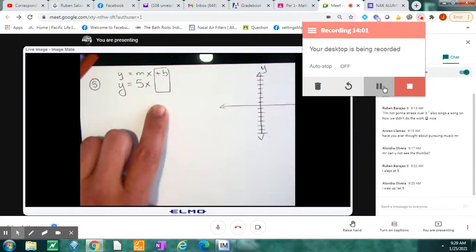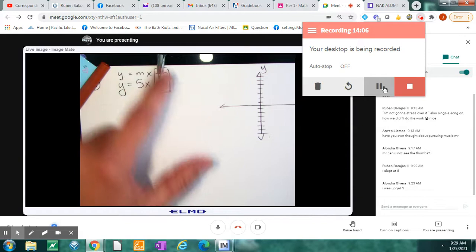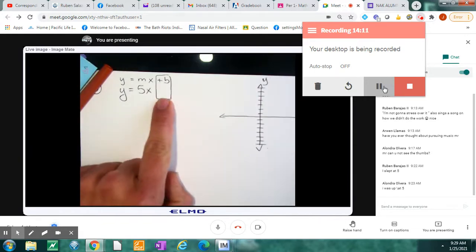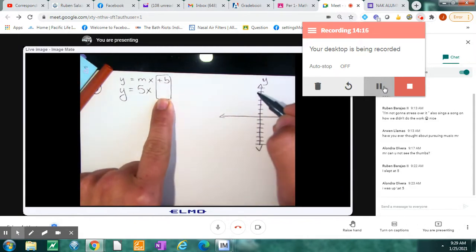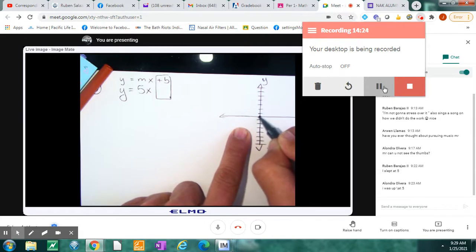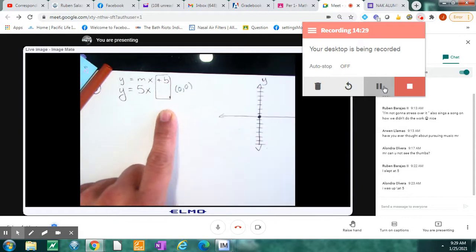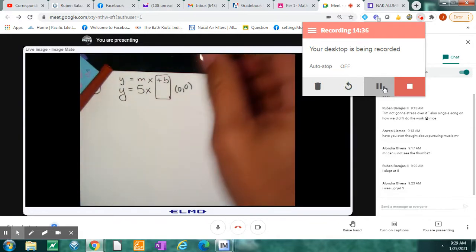There's no number. So what do you think that's going to be? An imaginary 1? No. Where's my starting point if there's nothing? Yes, 0. Nothing. So it's going to be (0, 0), your y-intercept. And I'll tell you why it's the y-intercept.